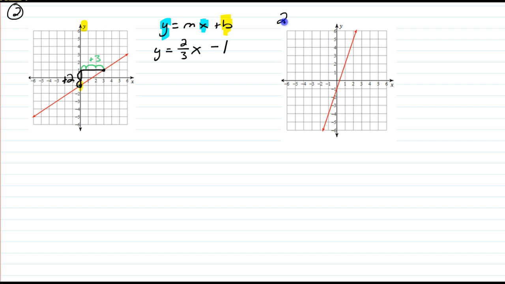So now what I want you to do is I want you to find the slope and y-intercept for this line and write an equation that looks like y equals mx plus b.